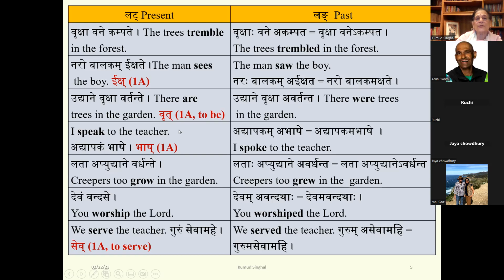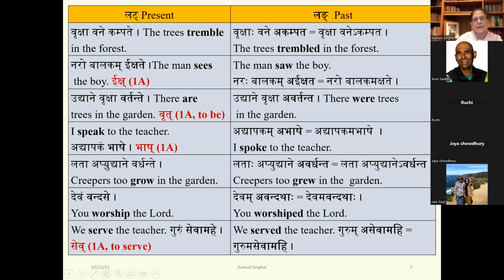So, I speak to the teacher. Again, bhash is an atmane pada dhatu. So adhyapakam bhashe in the lat lakara, and abhashe will be the past tense. So here it will be a and a, which becomes a ma. So lata, here there is a sandhi, api udyane vardhante.